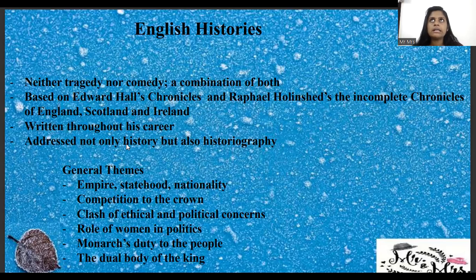The sources for Shakespeare's histories are Edward Hall's Chronicles and Raphael Holinshed's Chronicles of England, Scotland, and Ireland. These are the two historical texts available to Shakespeare at that time, and he collected the information necessary for the plays from these two books. One is Edward Hall's Chronicles, and the second is the Chronicles of England, Scotland, and Ireland by Raphael Holinshed.